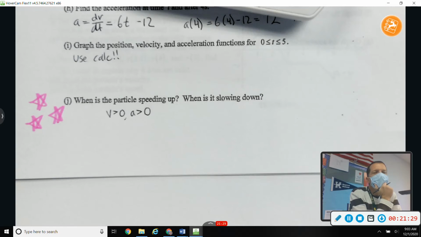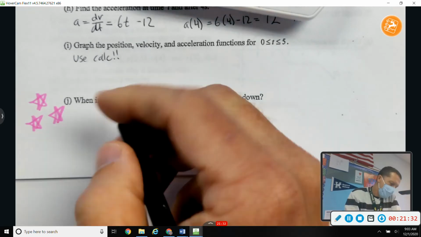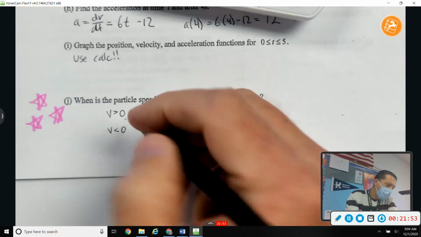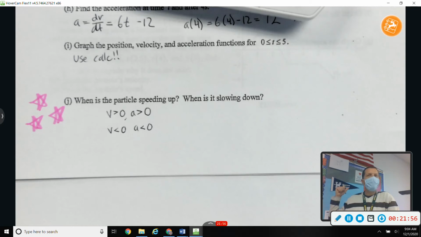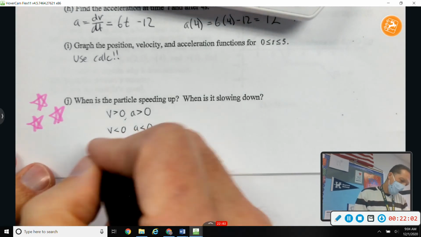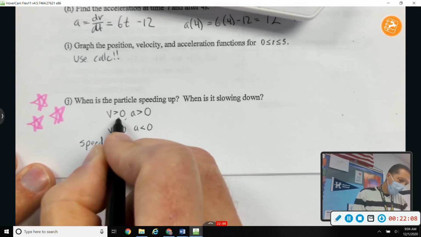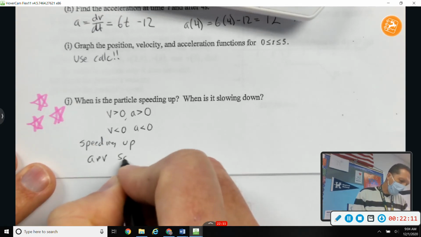But if you're going backwards in your car, so you're in reverse, and you're moving backwards, if your acceleration is positive, that means you're sort of trending in the positive direction. That would mean you're slowing down. If you want to be speeding up in reverse, so you hit the gas, your acceleration would actually be negative because you're speeding up in the negative direction. So speeding up means that A and V have the same sign.